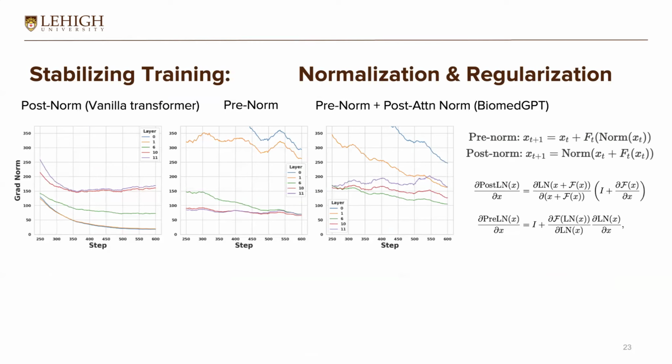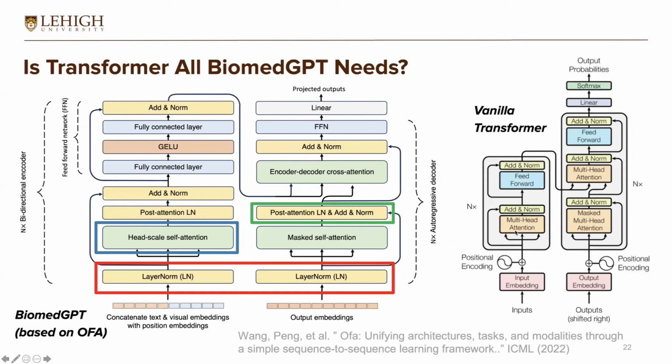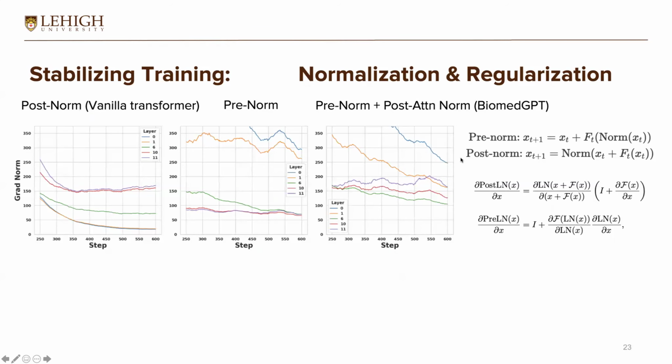First of all, the vanilla transformer and OFA only use post-normalization. Post-normalization is a very typical normalization approach. If I go back one slide, you can see that after the self-attention output or the FFN output, we do a normalization. This is called post-normalization. The equation looks like this: we use x plus f(x), which is a residual network, and then we normalize this output to get a new embedding.